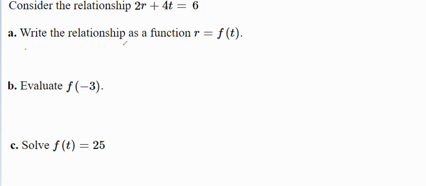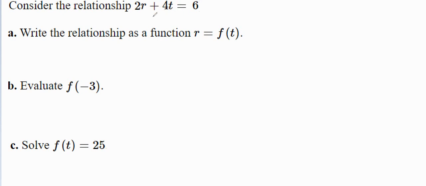So the first part of this question asks us to write this relationship as a function of r equals f of t. And this seems really confusing at first, but all it wants us to do is to get f of t by itself, or in a sense, get r by itself. So I'm going to subtract 4t on both sides. Just treat the 4t as like a normal number here. We're moving the whole thing over.